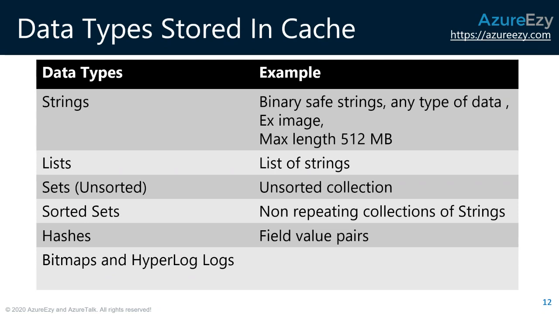Then it also supports sets. When we say sets, it means unsorted collections, which are unique and non-repeating. And then we have sorted sets. Sets are unsorted collections, and sorted sets are sorted collections, a non-repeating collection of your strings. It also supports hashes. Hashes are field-value pairs, which you can have in any other programming language as well. It's the same thing. Then it also supports data types like bitmaps and HyperLogLogs.